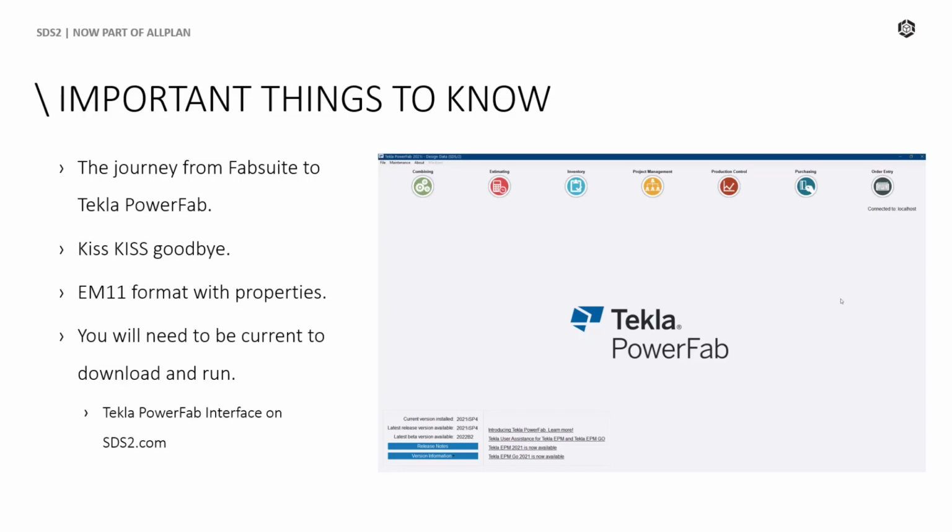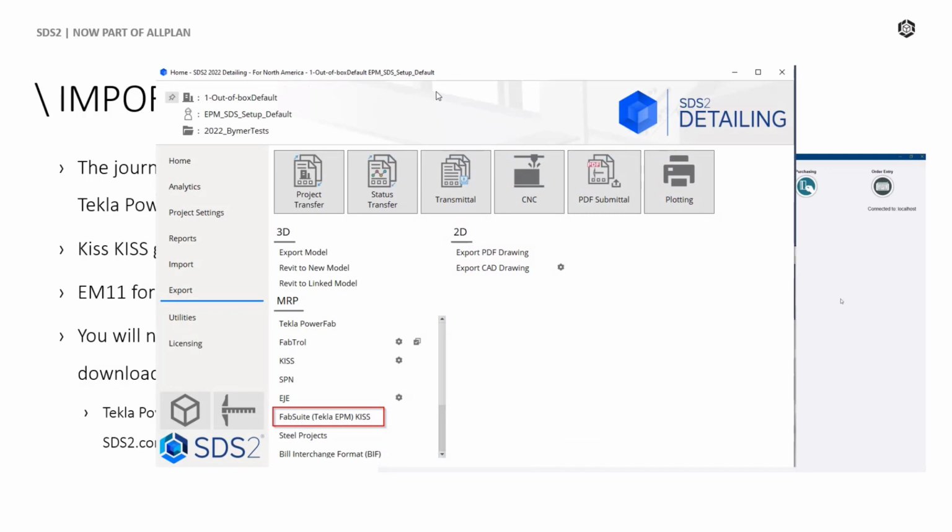The KISS format has been around for a long time, and in this BIM world of construction, it just does not provide all the data required in this data-rich environment. In short, KISS is being deprecated. We'll still maintain that option in SDS2 under the guise of the old FabSuite Tekla EPM KISS.